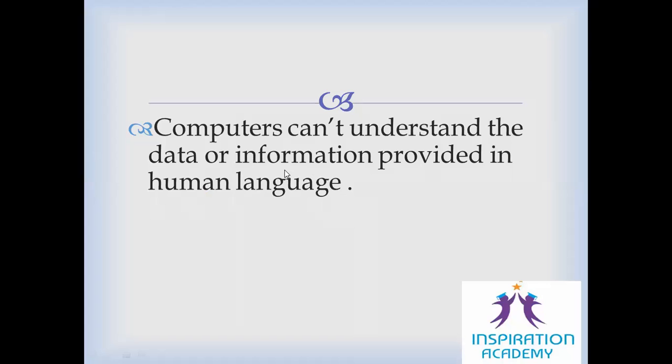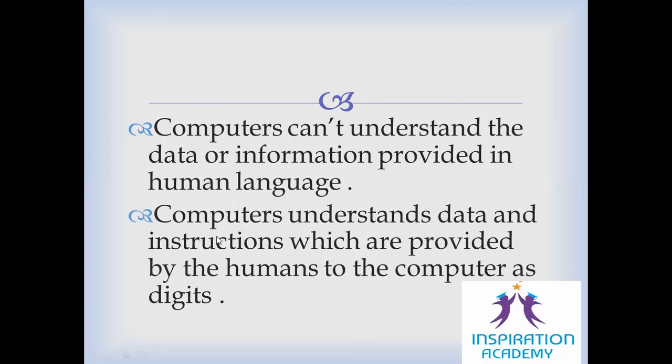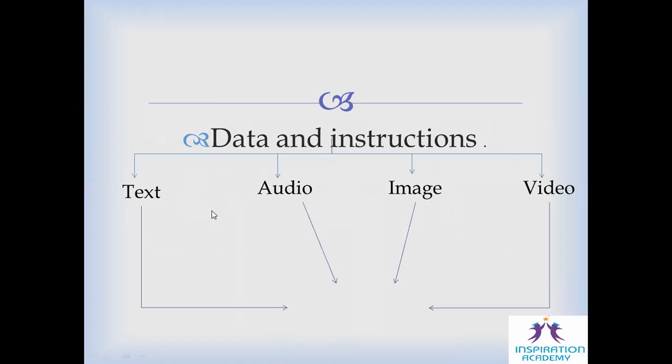Computers can't understand the data or information provided in human language. That is a normal fact which we all know. Computers understand data and instructions which are provided by the humans to the computer as digits. It means our computers understand the data or the instructions provided by us as digits. Data and instructions like text, audio, image, video are given to the computer in this manner.